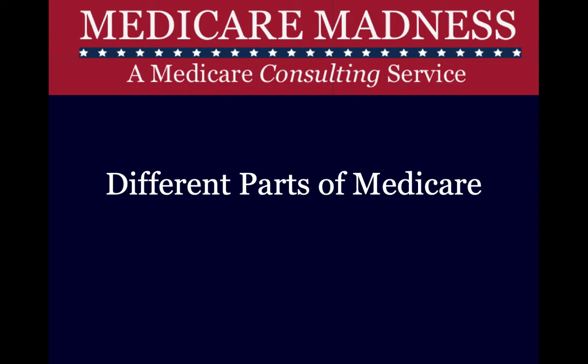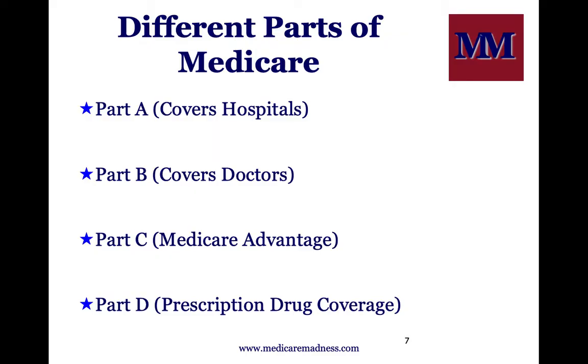Now let's go through the different parts of Medicare. Medicare Part A and Part B are what they refer to as Original Medicare or Traditional Medicare. Part C is Medicare Advantage. It's another way to get your Medicare coverage. It's through private insurance companies that contract directly with Medicare and bundle Part A, Part B, and Part D all under one plan.